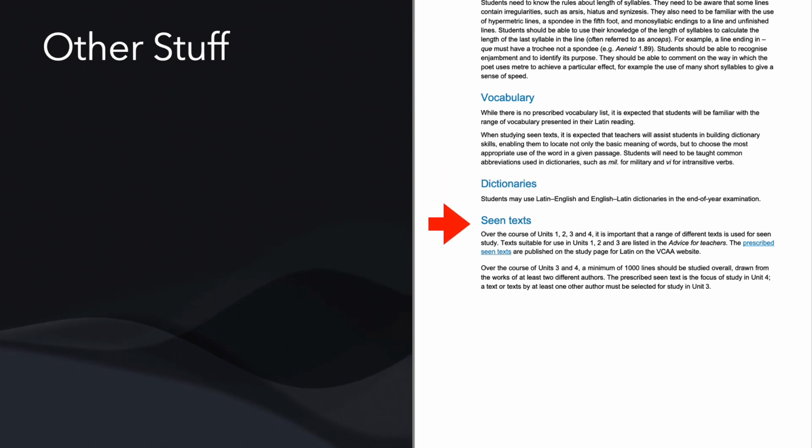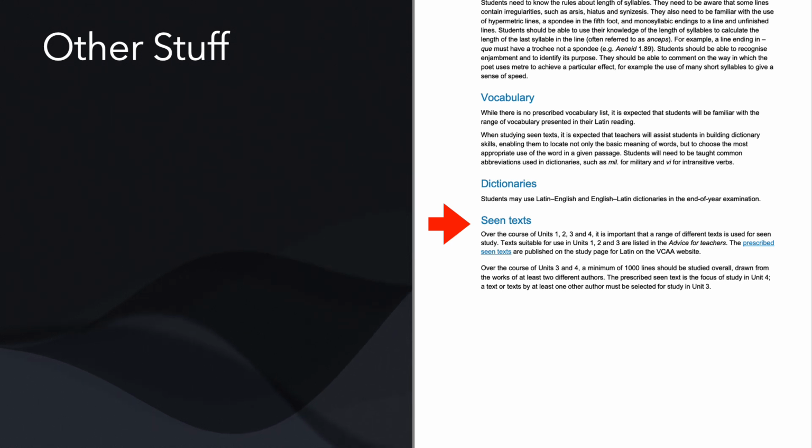Seen texts, it mentions here that over units 3 and 4 you should be doing 1,000 lines. Now about 320 to 350 of them are going to come from the Virgil that everyone does in unit 4, and the rest of the lines are going to be spread between the text which you study in unit 3 and your unseens. You should be doing unseens pretty regularly, and all that will count to the total line count. So you'll get there without any trouble.